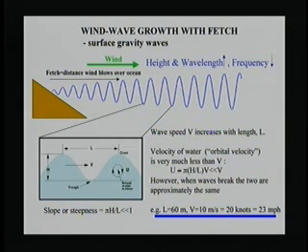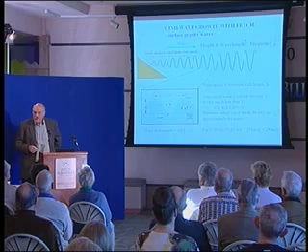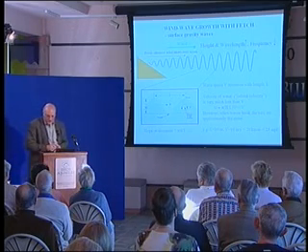And here's a little example of the speed at which waves move. For a wave length, the distance between the crests, of 60 meters, a little bit more than half a football field, the wave speed is 10 meters a second, or 20 knots, or 23 miles an hour. So a significant speed.